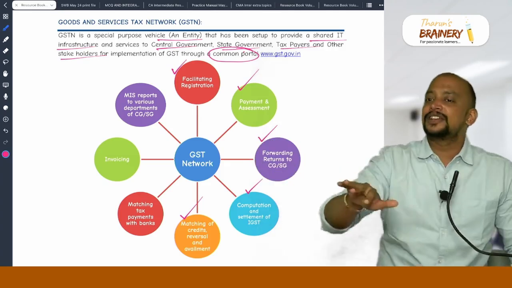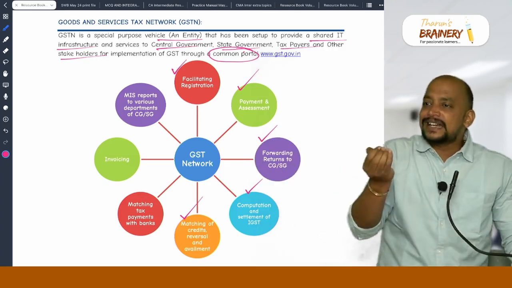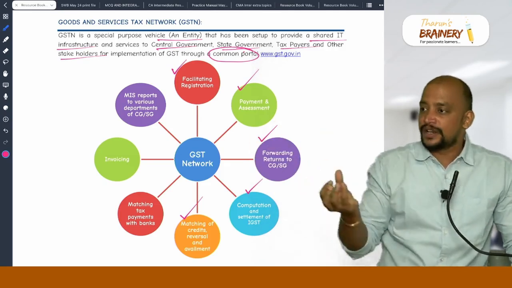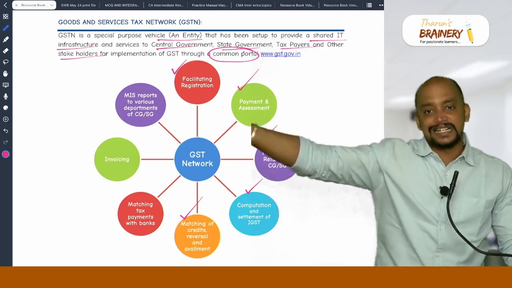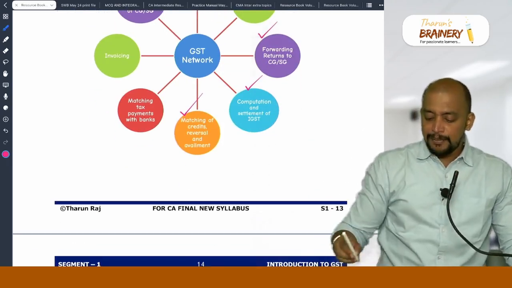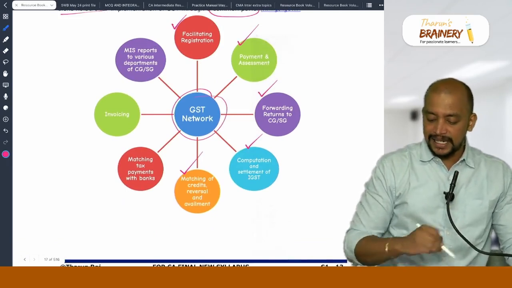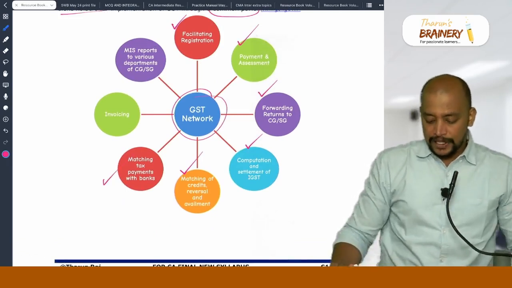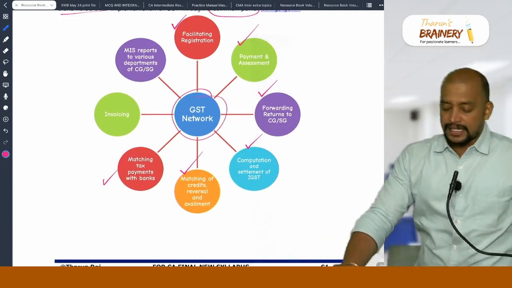So basically in this introduction chapter, we are understanding the foundation of each and every concept. So each and every concept again in detail we will be learning at the different chapters. Okay. So that is about this matching, all these things. It will be taken care by the GST network, and also matching of tax payments with the banks.